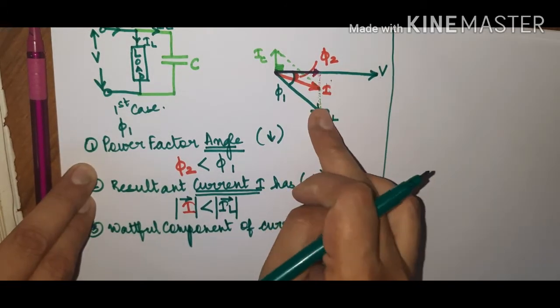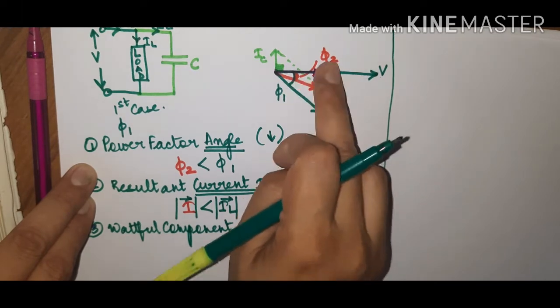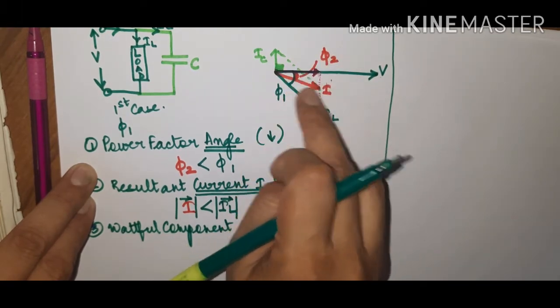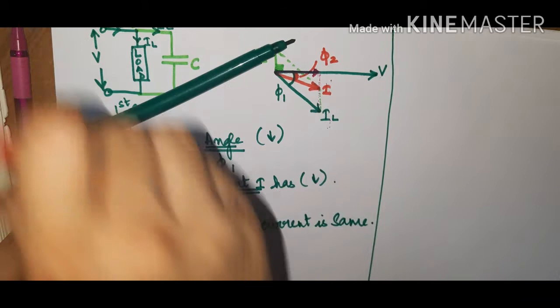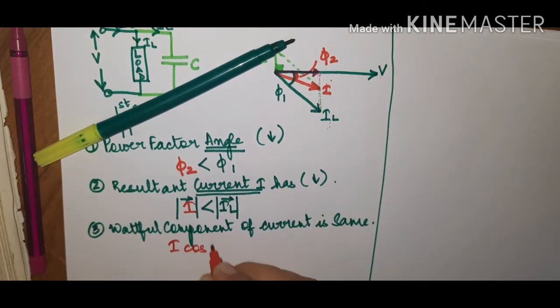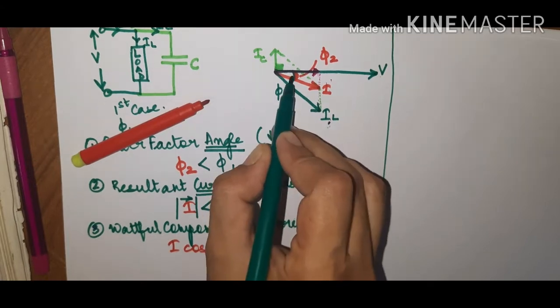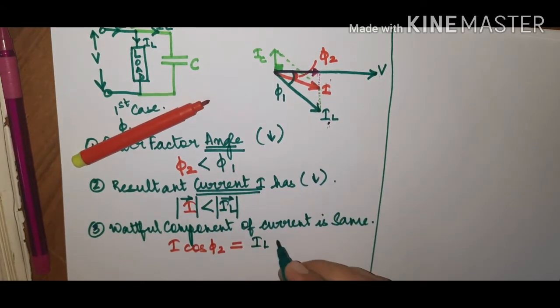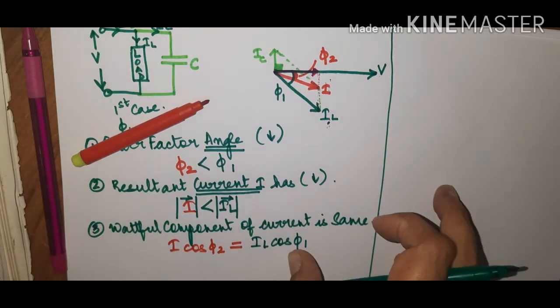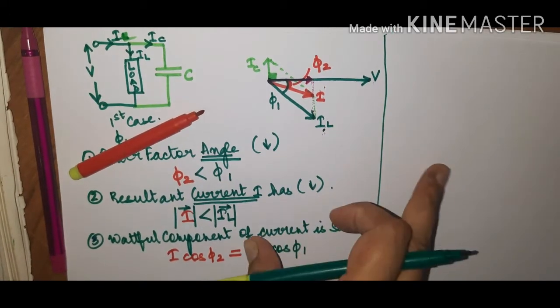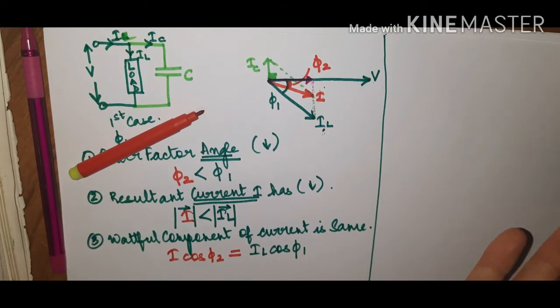From here we can see that I cos phi 2, this red one related to current I, is equivalent to the green one, IL cos phi 1. I hope you understand the mathematics. If it is not clear, then kindly comment. I can share another lecture on that as well if you are interested.